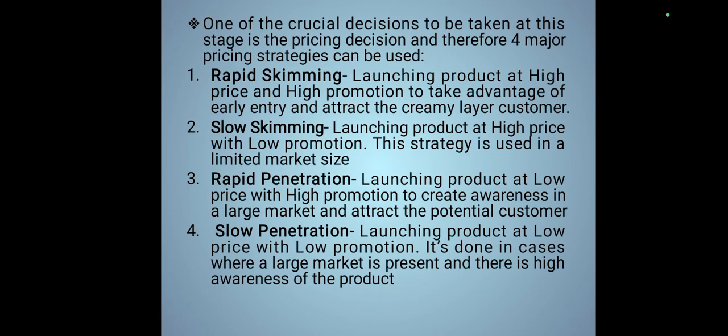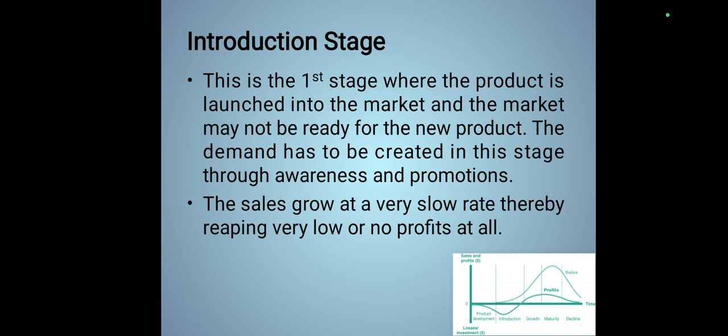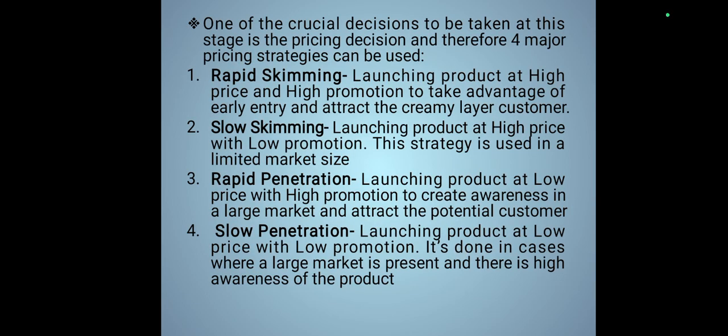The characteristics of this stage are that there are very low profits and the growth of the sales is very slow. Now in this stage some crucial decisions have to be taken, and the main decision comes during the pricing of the product. Therefore, a company can use either of the major pricing strategies during the introductory stage while launching the product into the market. We have two types of strategies. First one is skimming and the second one is penetration.